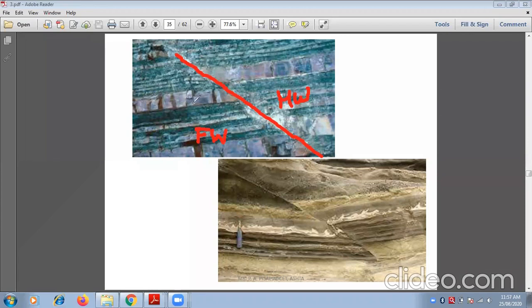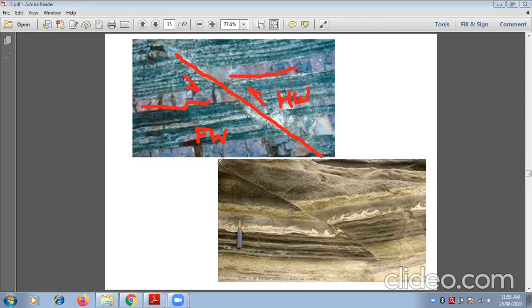Now, what are your observations? Look at this bed, and this bed. These are two similar beds, a single bed, but after the faulting this bed moves towards the upward side and this bed moves towards the downward side. So the hanging wall here moves towards the upward direction, the footwall moves towards the downward direction.